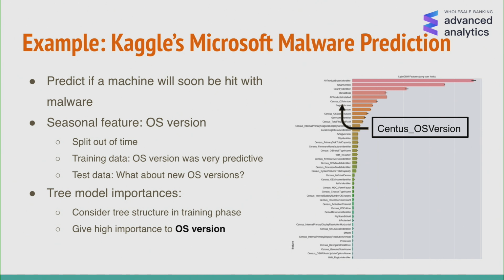Some of you may have participated in this Kaggle competition, Microsoft Malware Prediction. Microsoft put out a malware data set and asked us to predict whether a machine will soon be hit with malware or not. One of the features in the data set is the operating system version. If you think about it, that should be a predictive feature, because some versions are more prone to bugs than others.